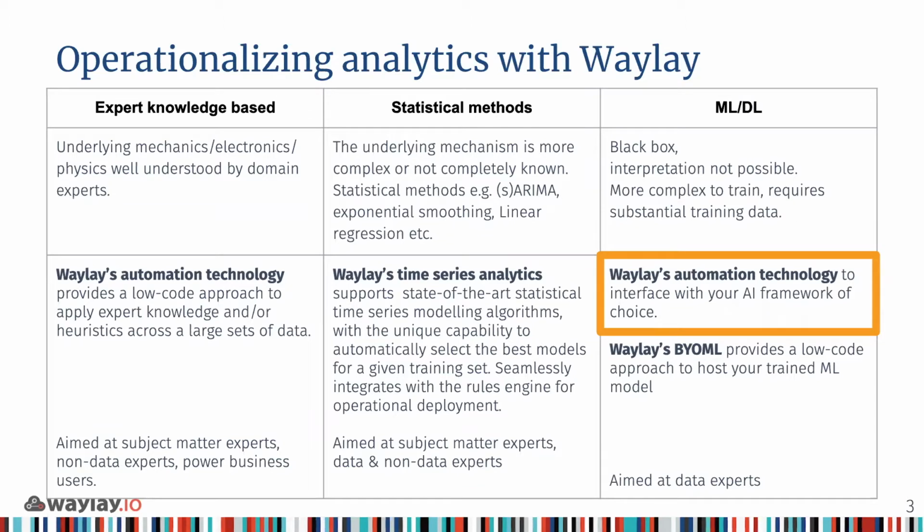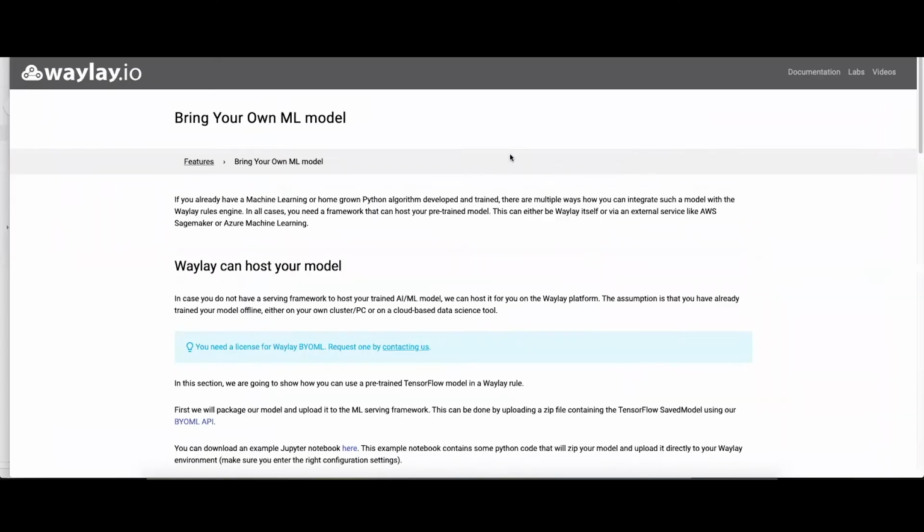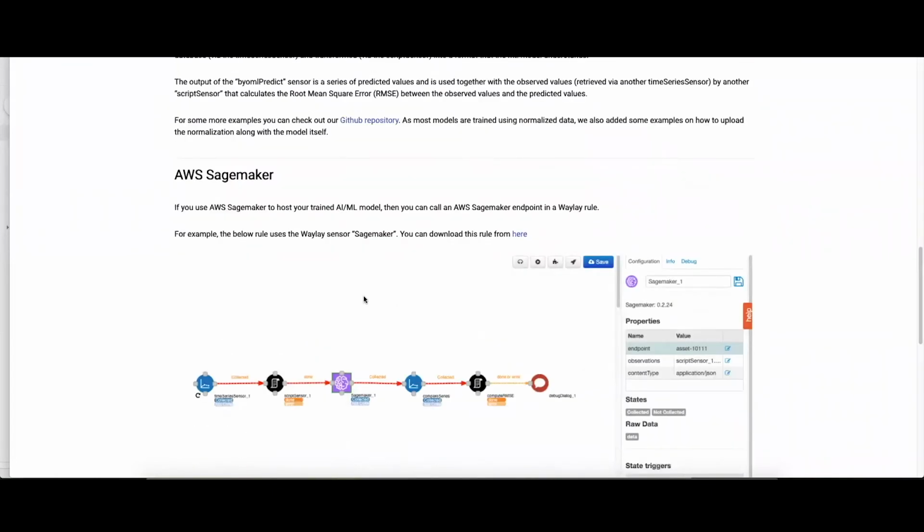On our documentation page, we have other examples as well, like SageMaker, for example. If you go to this link, you will find the description of the different options where Waylay can host your model. I'll come back to that later in this webinar, but also how you can interface between Waylay's rules engine and an algorithm that runs on AWS SageMaker, for example.